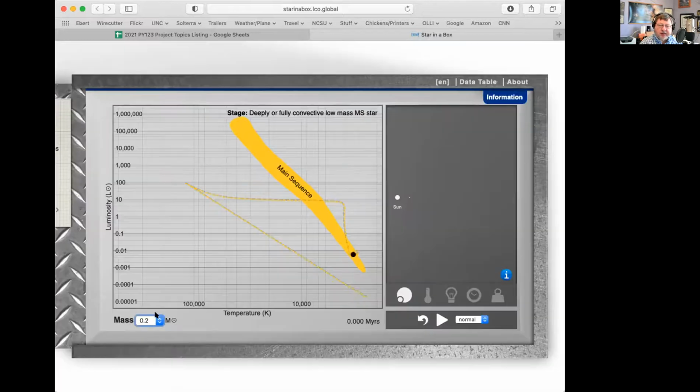Let's try a very small solar mass. Let's try even smaller. And the thing to notice here is 9, 10 billion years. I'm sorry, that's 100 billion years. Yeah, 100 billion years. And remember, our universe is only 13.7 billion years old. So we will never see this in our history. Now let's look at a really big star, say 40 solar masses.